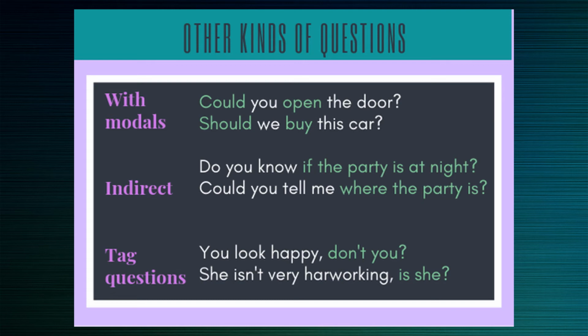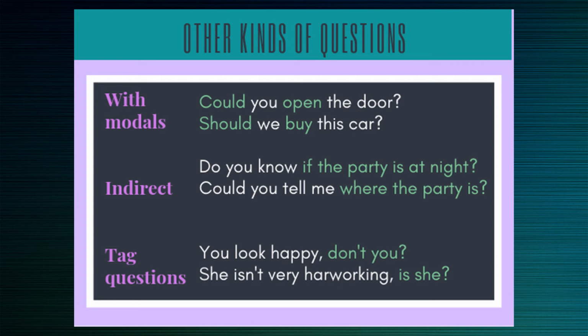Then we have indirect questions. Do you know if the party is at night? Could you tell me where the party is? So in this case, this indirect or embedded question is going to have the sentence order. The question order is at the beginning. Do you know? Could you tell me? But the second part, that is the question that is really asked, has to be in sentence order. The party is. Where the party is. The party is the subject, and then we have the verb.